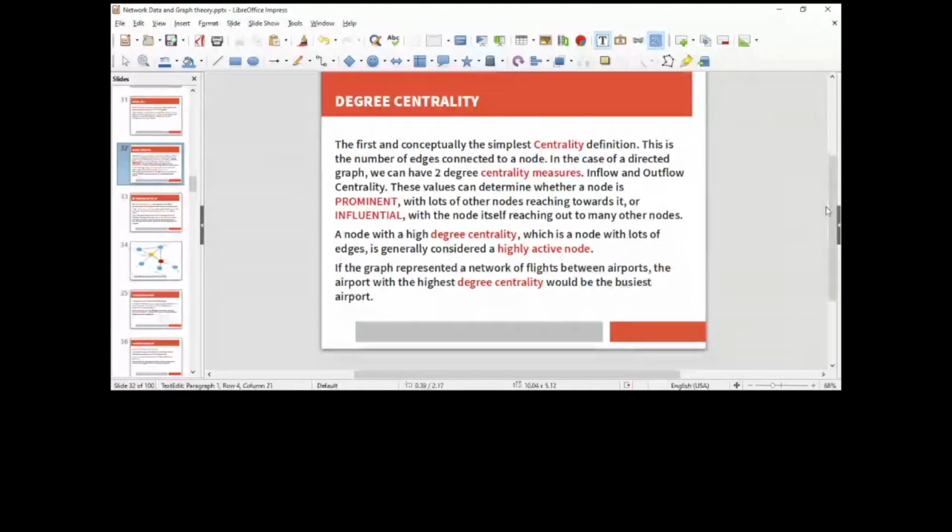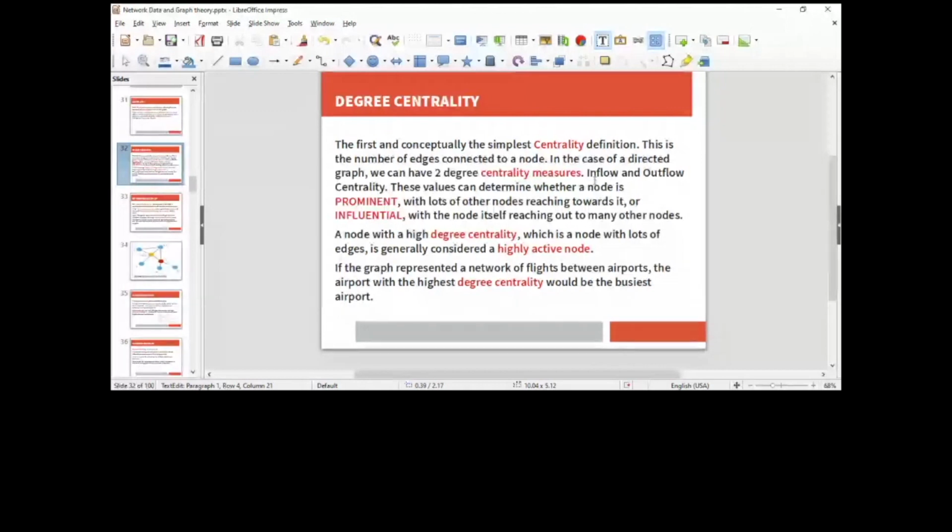So, inflow and outflow. We can have two degrees of centrality measures in the case of a directed graph. Now look at the word, directed graph. There might be bus stops that can flow their passengers to the big bus stops, but the big bus stop does not go to them directly. Think about that for a minute. Then you now understand there can be different kinds of powers.